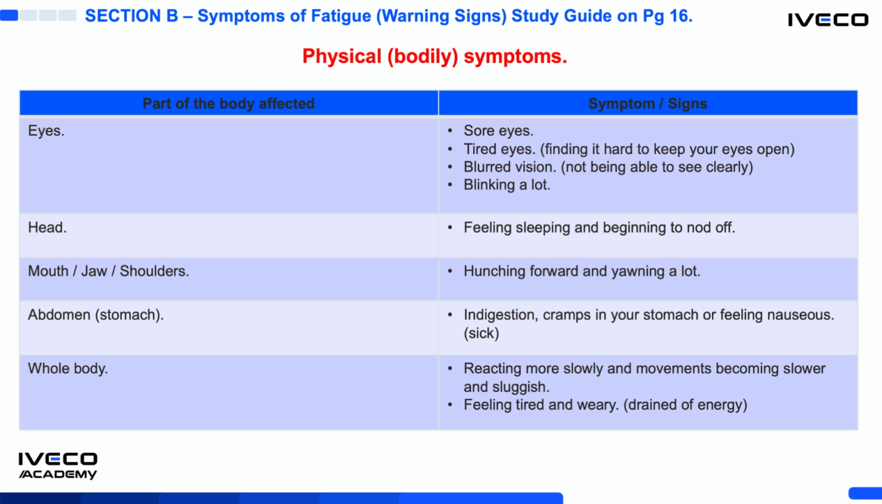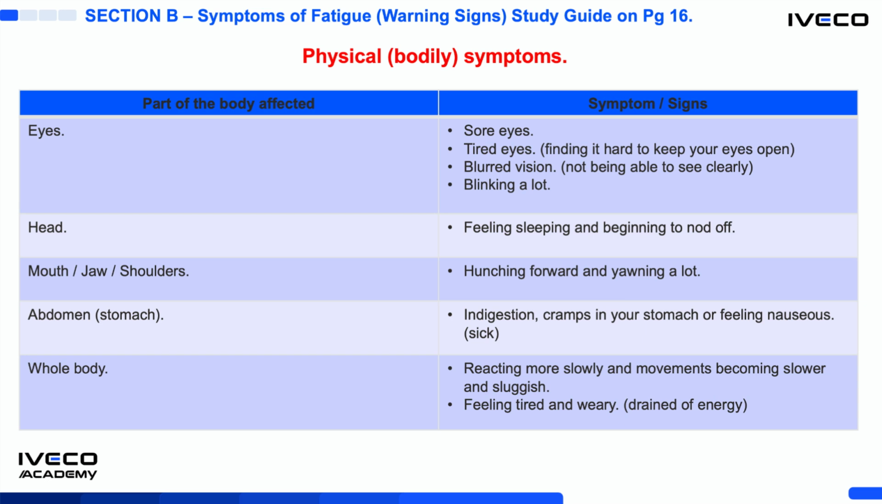The first point is the eyes. The symptoms experienced could be sore eyes, tired eyes, and finding it hard to keep your eyes open. Blurred vision, not being able to see clearly, and blinking a lot. The second point is your head, the symptoms feeling sleepy and beginning to nod off.